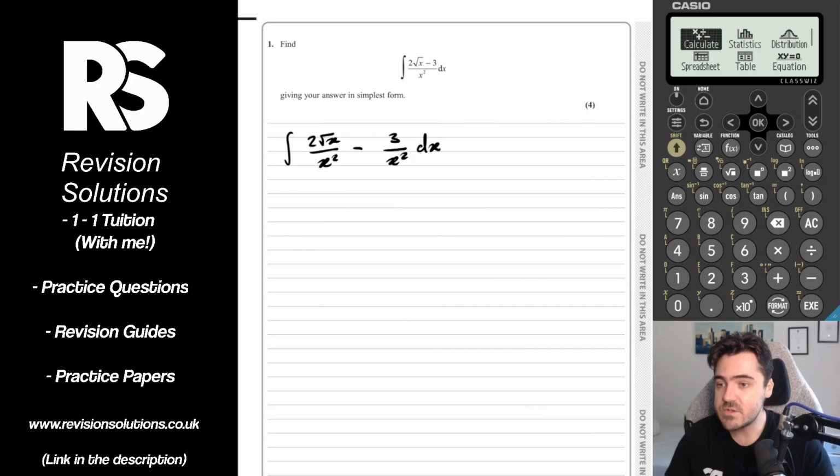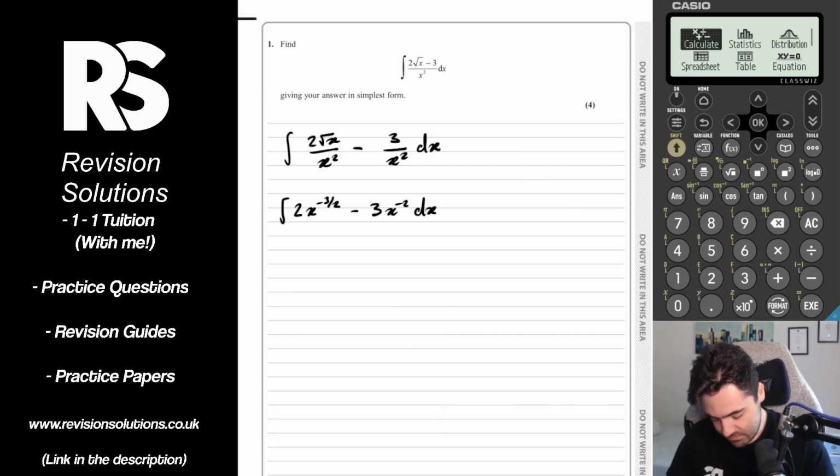And then root x is just x to the half. A half minus 2, using the division rule for the powers, is going to be minus 3 over 2. So the first term is going to be the integral of 2x to the minus 3 over 2. And then 1 over x squared, just x to the minus 2. That's just minus 3 lots of x to the minus 2.